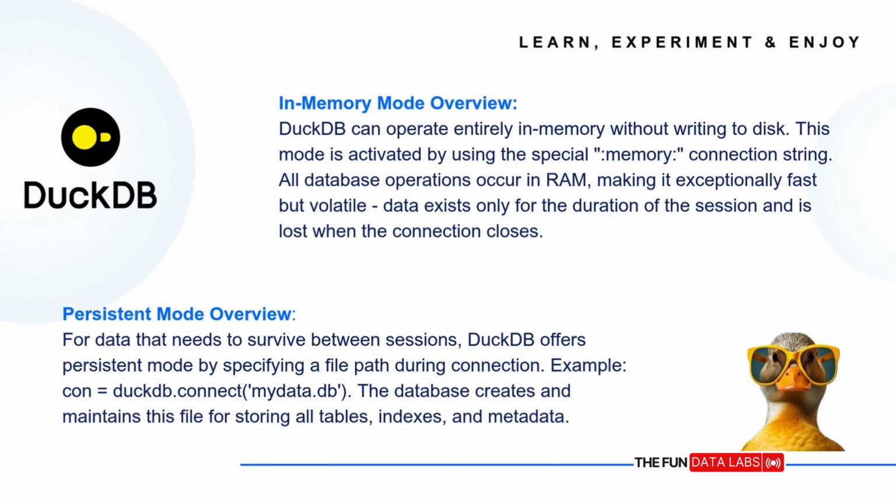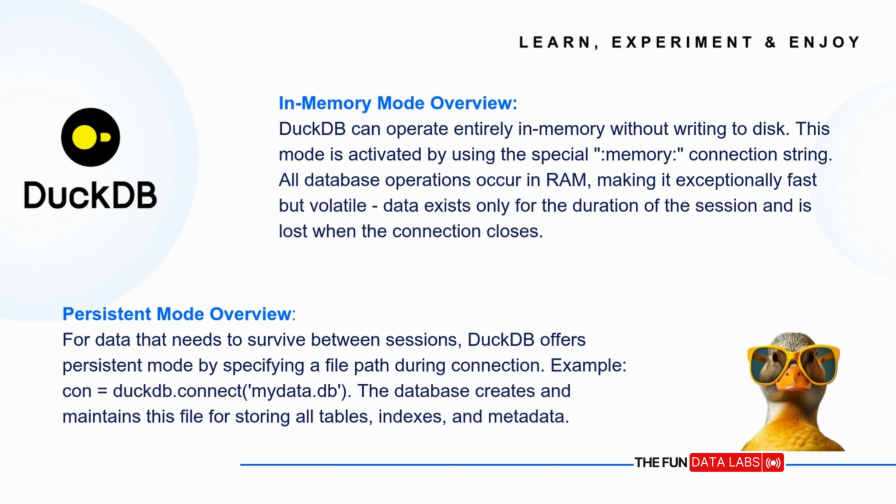To create an in-memory database in DuckDB, you use a special connection string, :memory:. That's it. Now you're working with a database that exists purely in your computer's memory. It's clean, it's fast, and it's temporary.